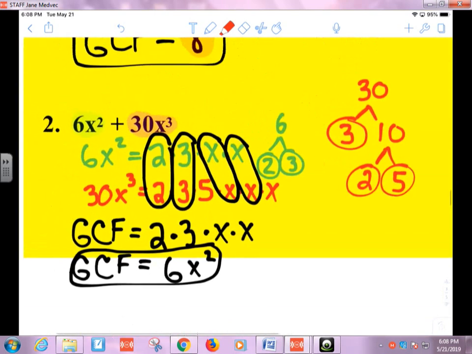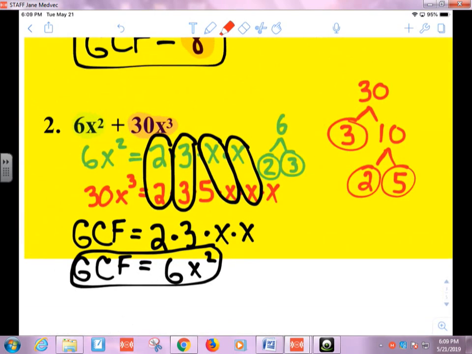In the second problem, we did the same type of thing. We had the first term, which was 6x squared, and then the second term, which is 30x cubed. We used the factor trees, and you're also going to notice that we took the x squared and said it was x times x. We had x cubed and we did x times x times x. Notice that this x was in common, so we put that here. This x was in common, so we put this here. When we multiplied the 2 times 3, we ended up with the 6, and then we ended up with the x squared. And so that was greatest common factor.